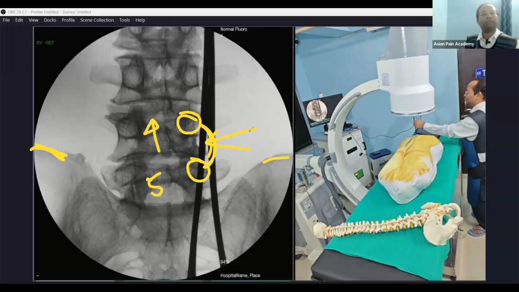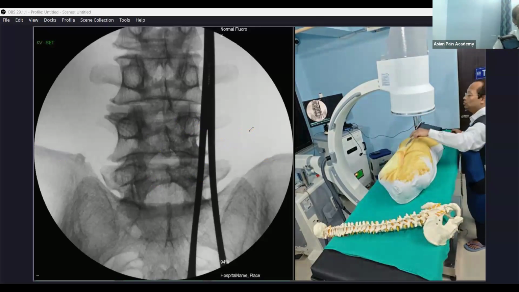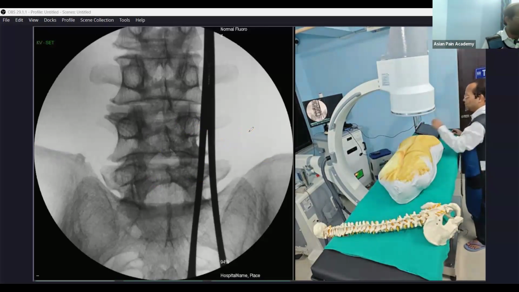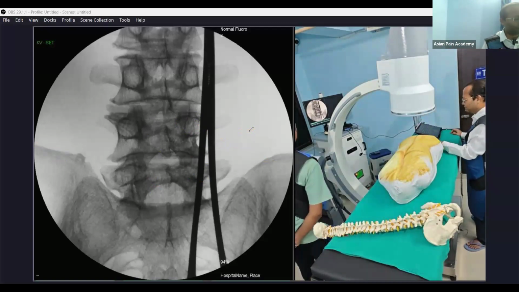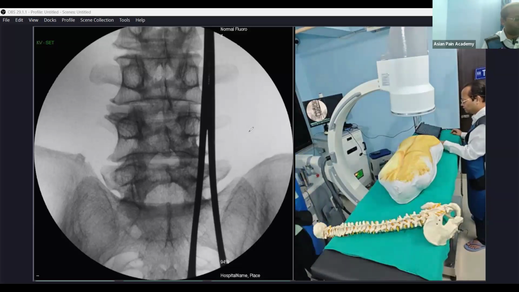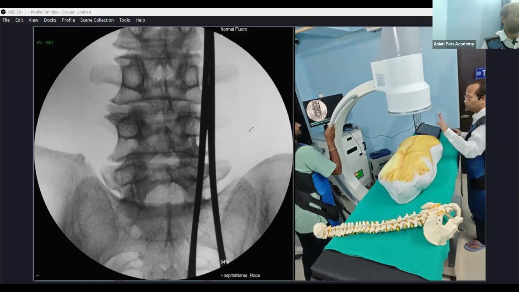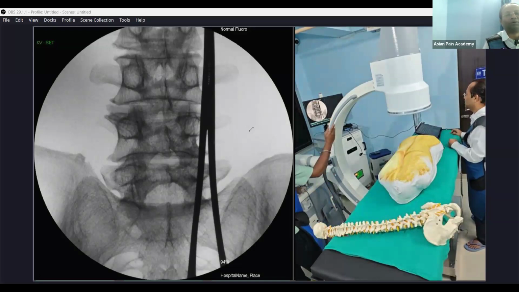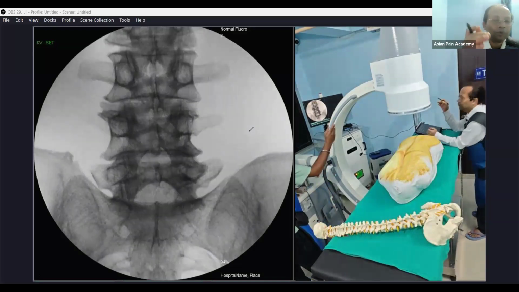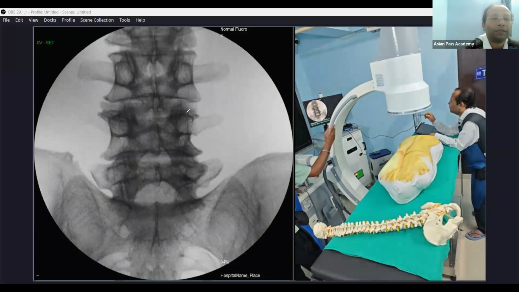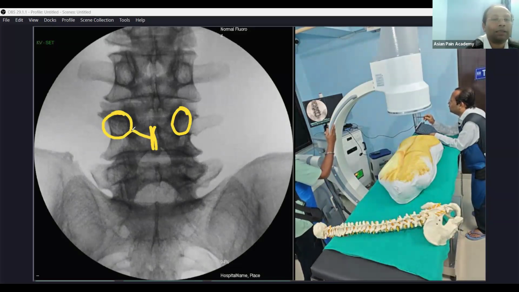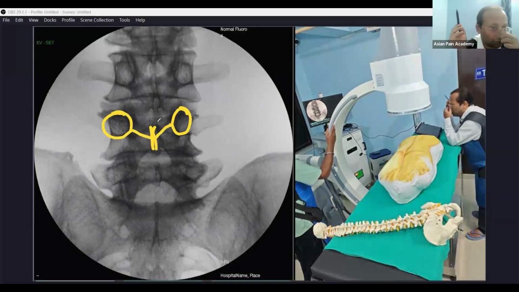Now let us come to the third step. The third step is to see the spine in a tunnel view, in a Scotty dog view, but for making the Scotty dog, first we have to see in a true AP view. So let us go for the third step. Shoot once. Here, in the third step, the pedicle and spinous process distance should be equal. This distance and this distance should be equal.